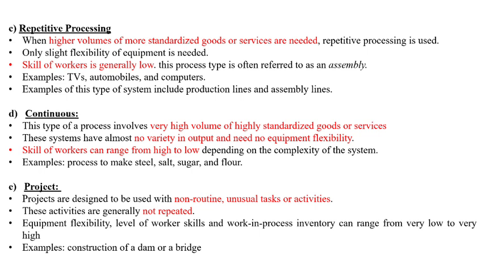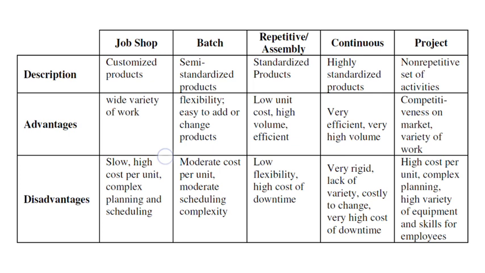So these are the 5 different types, and please do pause and note down the important points, and also please do check the different advantages and disadvantages of job shop, batch, repetitive, continuous and project. I have mentioned them here in a tabular form, so you can have a look at this. You can pause and have a look. Yeah, thank you students.